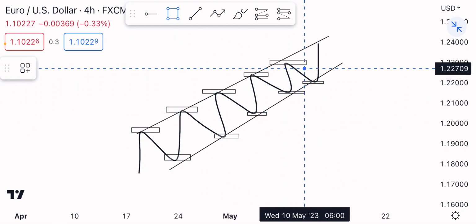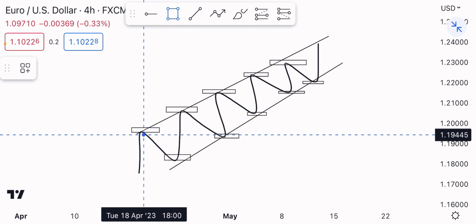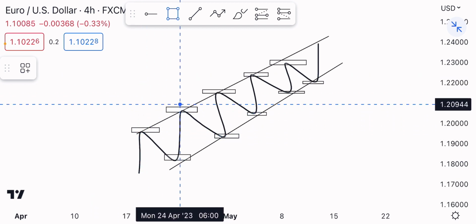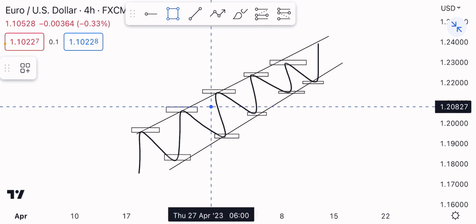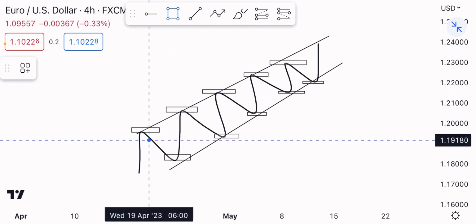Why is this level a resistance level? Because this level is preventing the market from pushing to the upside. The same thing is happening here. Whenever the market gets to this trend line, it pushes back down. So this is actually the trend resistance.